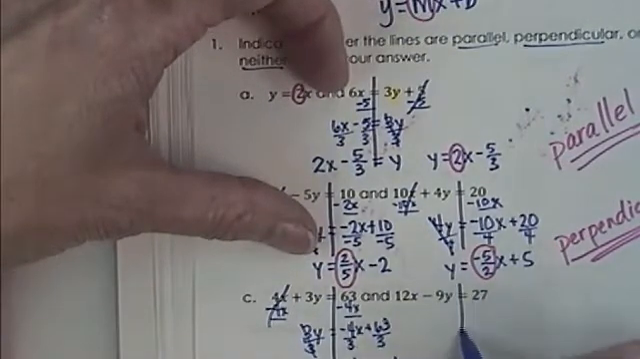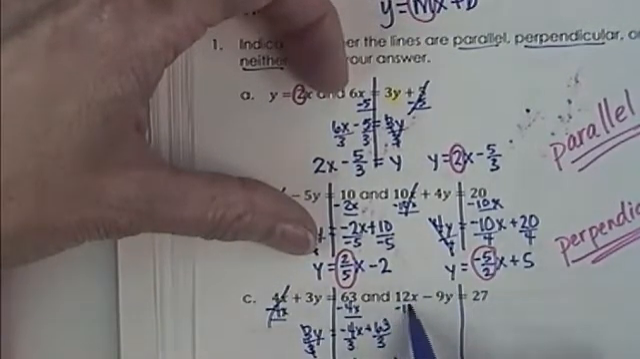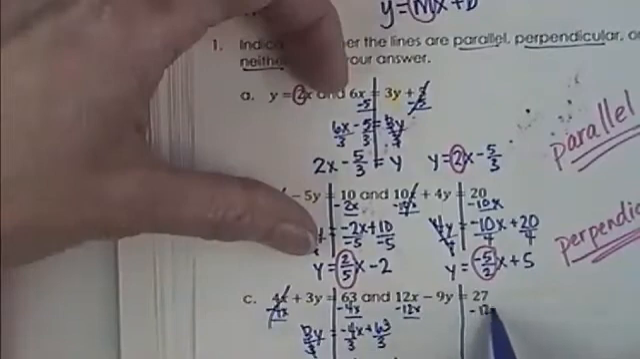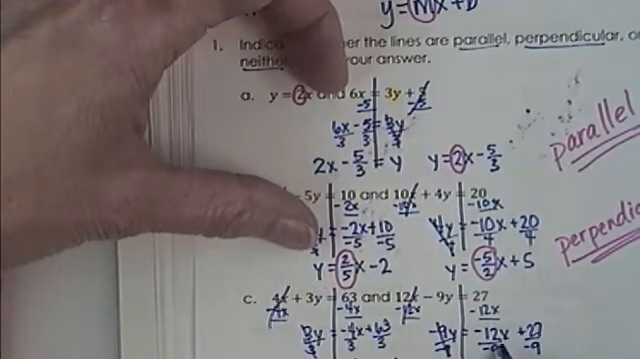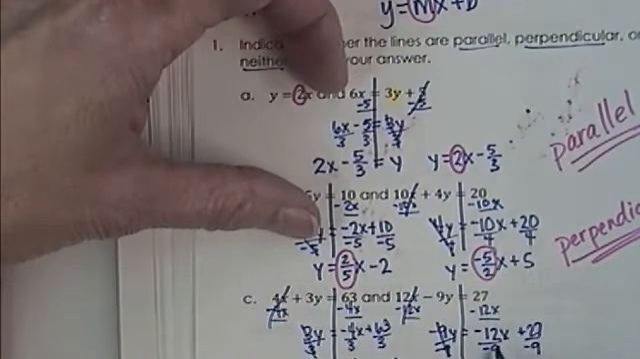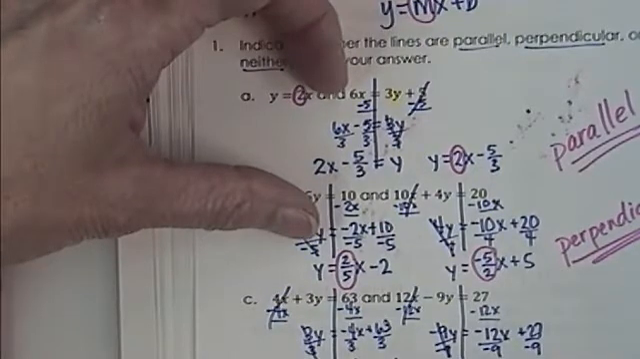All right, and the second one here, subtract the 12x, move it to the other side. Negative 9y equals negative 12x plus 27. Divide everything through by negative 9, everything. And you get y equals positive 12/9. Let's divide them both by 3, and you get 4/3 x minus 3.